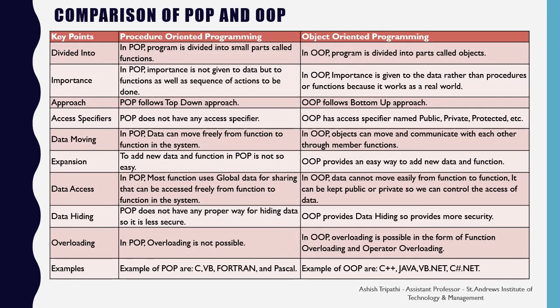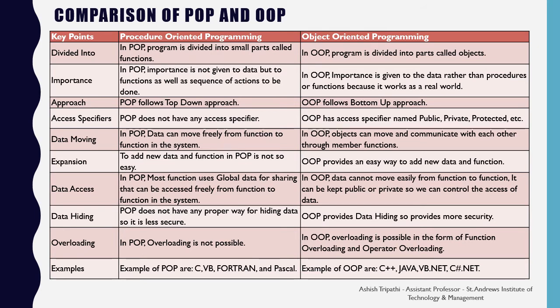Here is a tabular comparison of the two approaches, namely procedure-oriented programming and object-oriented programming. In procedure-oriented programming, the program is divided into small parts called functions like addition, subtraction, multiplication, etc. But in object-oriented programming, program is divided into small memory areas called objects.